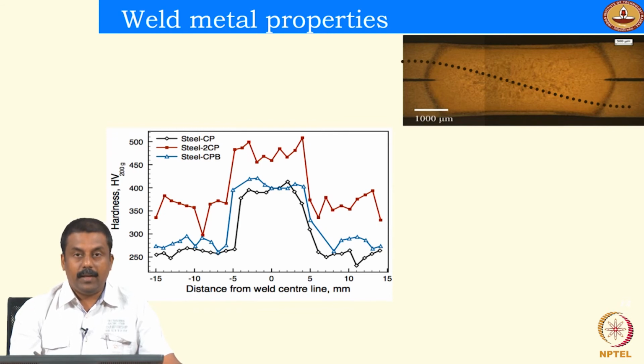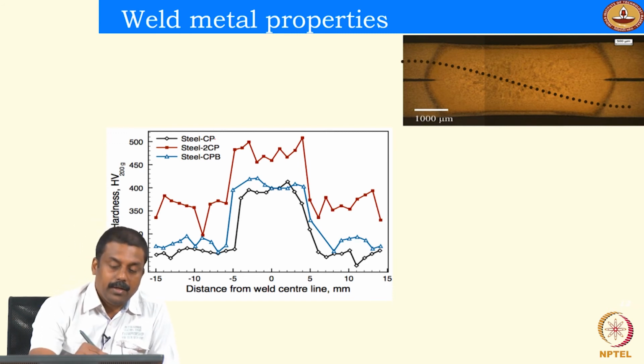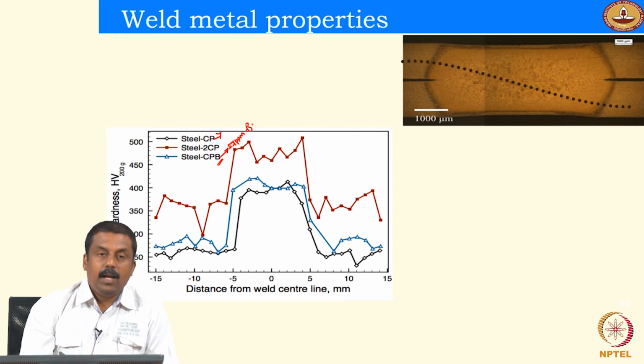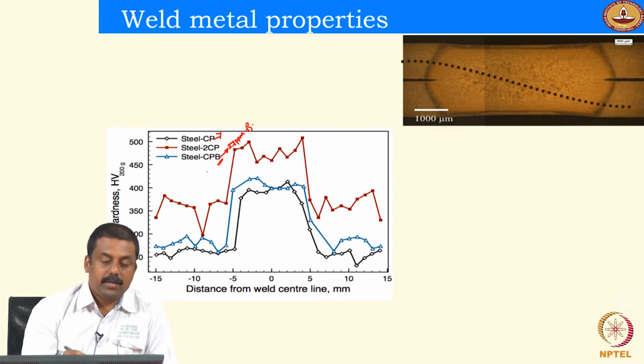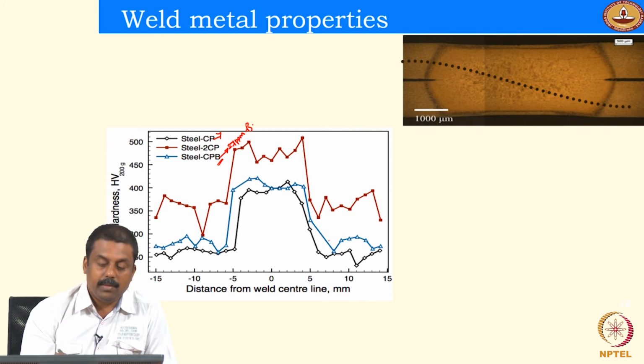So you will see the comparison between the hardness of the welds. If you look at it, comparing the steel CP and CPB, we have a similar carbon and phosphorus concentration. The only difference is in CPB, about 27 ppm of boron, right? The boron additions may influence the formation of the martensitic transformation and subsequent cooling to room temperature, but you would not see much significant change in the hardness values.